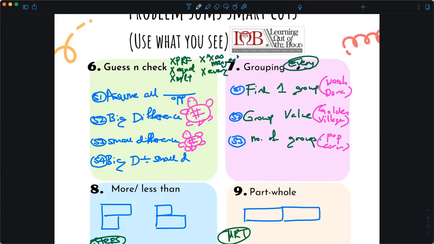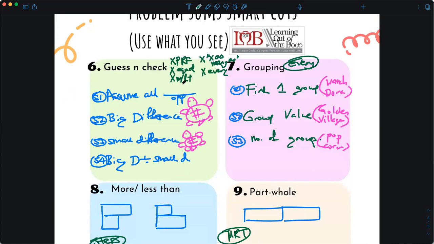So for guess and check, you assume all opposite, which means the opposite of what you need to find. For example, if they have horses and ducks, and you want to find ducks, you assume all are horses. Then we have the big difference, which is the difference between the assumed total and the actual total. Small difference is the difference between one of each. And step 4 will be big D over small d. All right, so moving on.